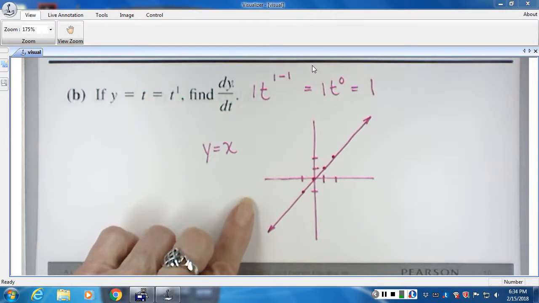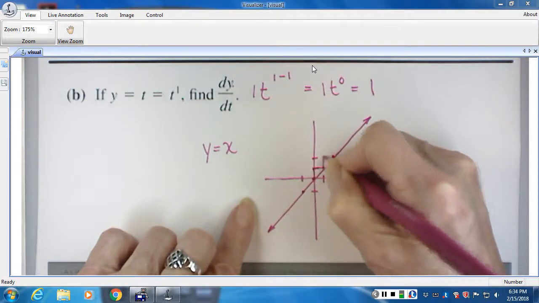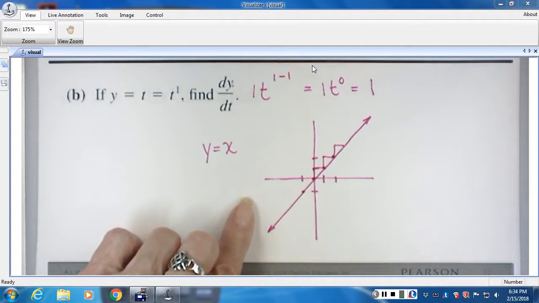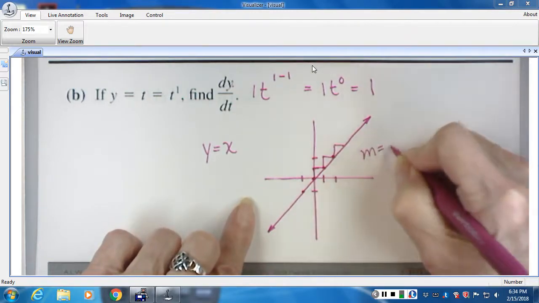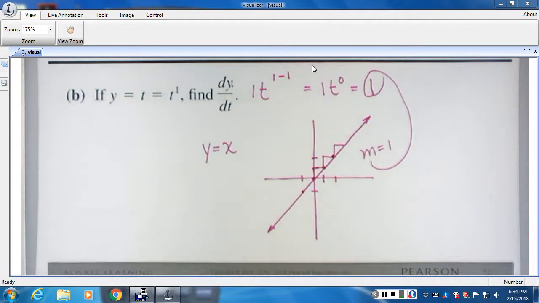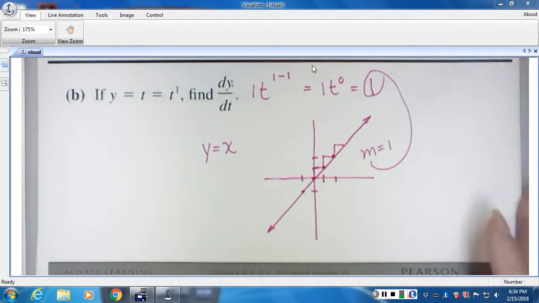What's the slope of that line? 1. Up 1 over 1. Up 1 over 1. Up 1 over 1. So the slope is 1. And that's why your derivative then is 1, because the derivative found the slope of the line. Is this making sense to everybody?